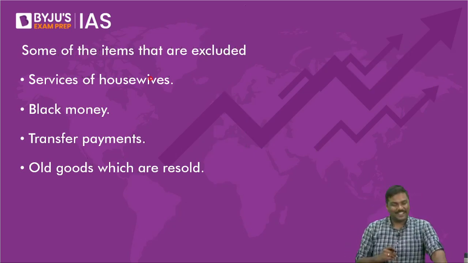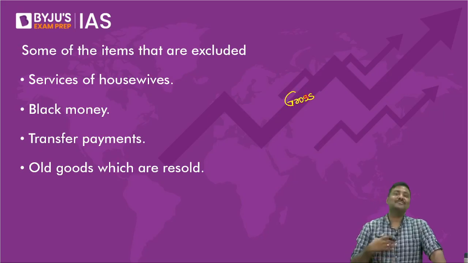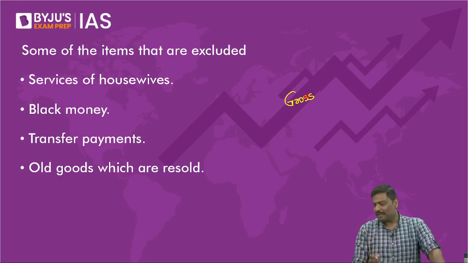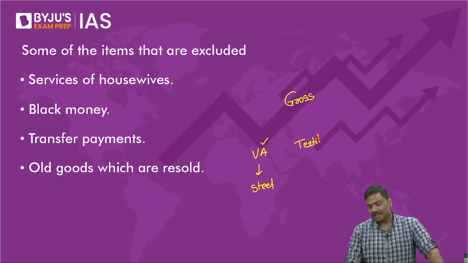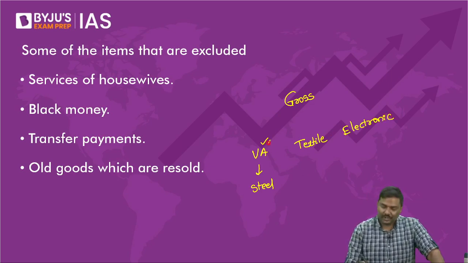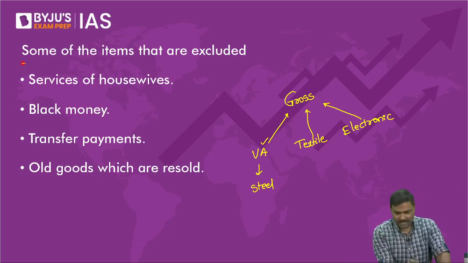difference between VA and GVA. What is gross? Gross means total. I gave you an example of value addition in the steel sector. Can we calculate value addition in the textile sector? Can we calculate value addition in the electronic sector? Etc. So when you take all the value additions which are done in the economy, that is called gross value addition. Okay, let's go to the next one.